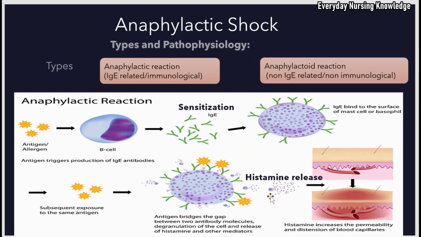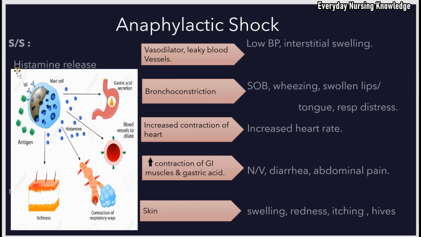Now let's see the signs and symptoms. So now in the pathophysiology you saw the reaction leads to the release of histamine. Histamine has a systemic effect in the body. So in the blood vessels, it dilates the blood vessel. It's a vasodilator and it causes the blood vessels to leak. As a result, the fluid or plasma in the body leaks to the tissues. That leads to tissue swelling. So it can lead to low blood pressure and interstitial swelling.